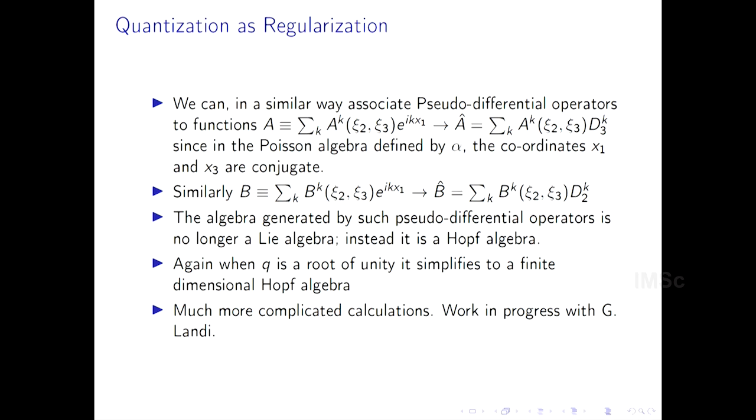So this is the idea of quantization as regularization. It turns out that quite a lot can be done. I didn't want to write out long, complicated formulas. These ideas about taking a function: if you have a function of 3 variables, as far as A is concerned, x1 and x3 are canonically conjugate. As far as B is concerned, x1 and x2 are canonically conjugate. Therefore, I can turn A into a differential operator and B into a differential operator.